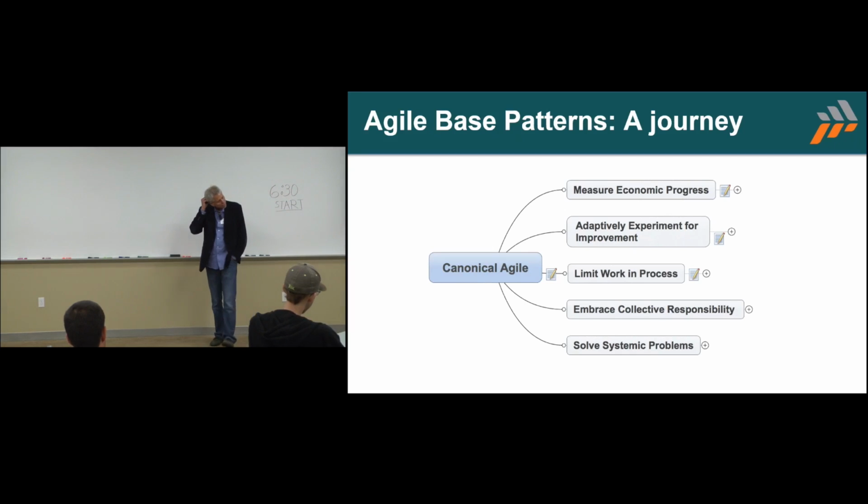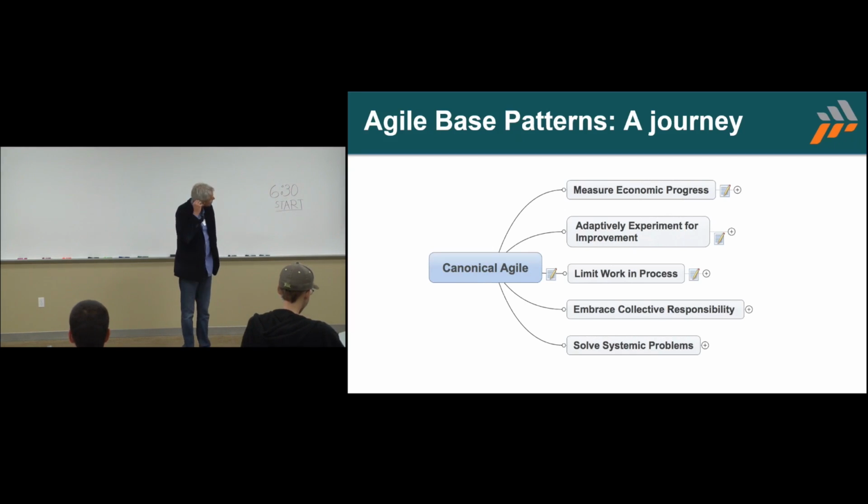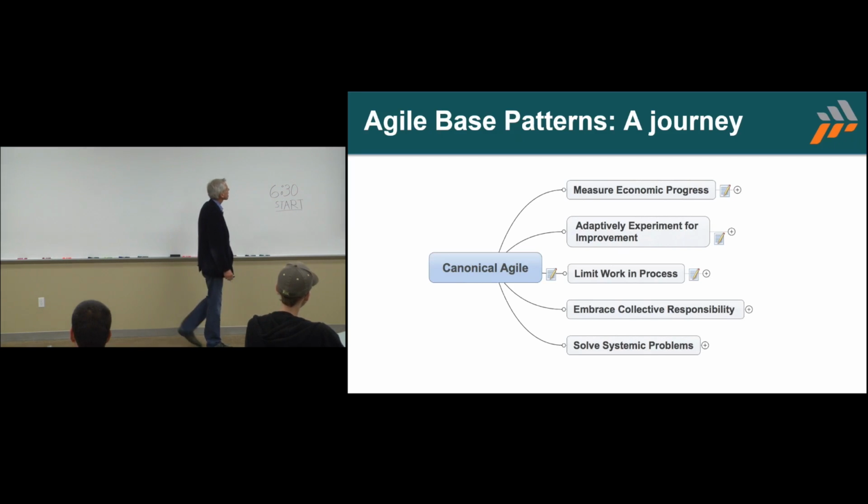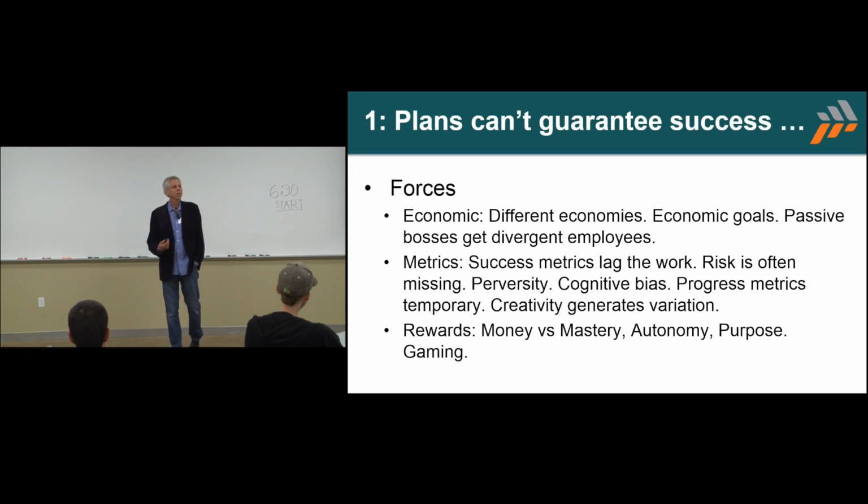So with chaos in mind, I constructed a set of 5 patterns, and you don't have to memorize these because we're going to go through each of them in detail. I think these patterns help us define agility. These first 3 patterns, I think if you do them, you might be agile. Not sure. I'll let you decide. You're going to help me figure it out.